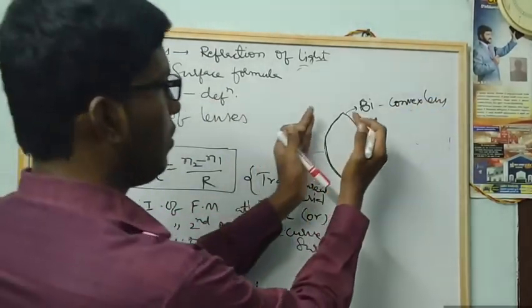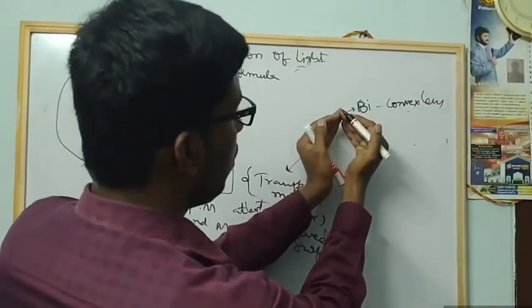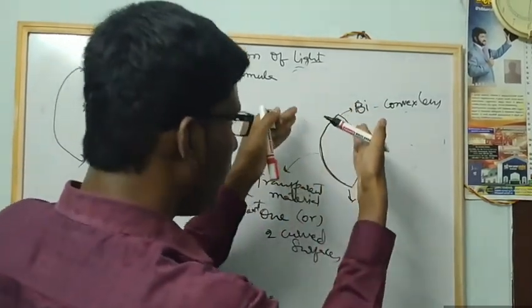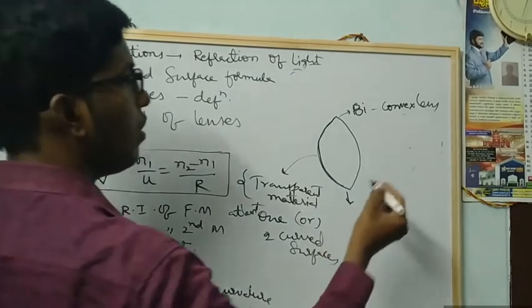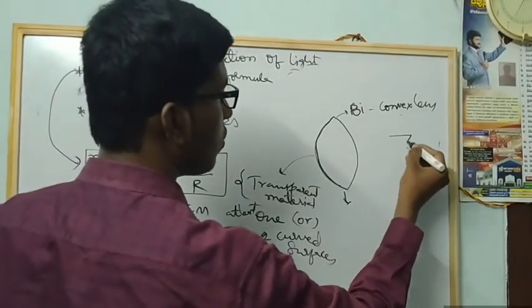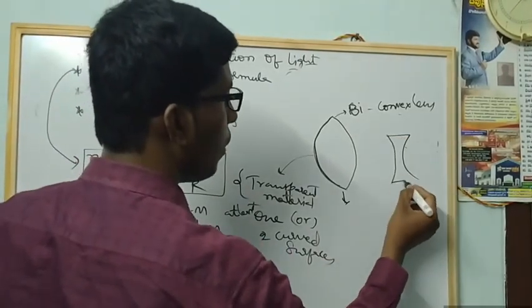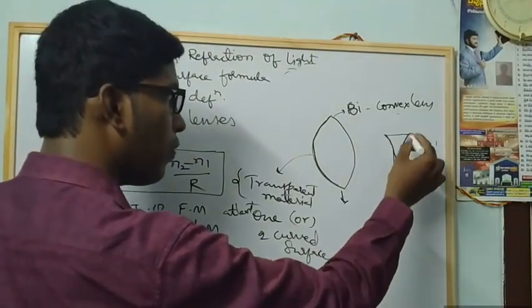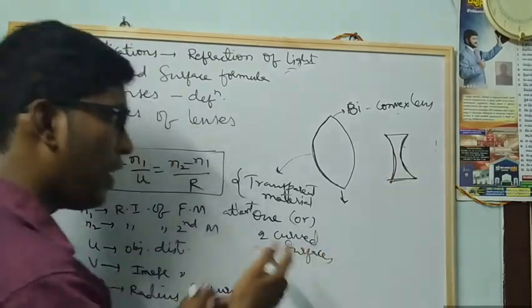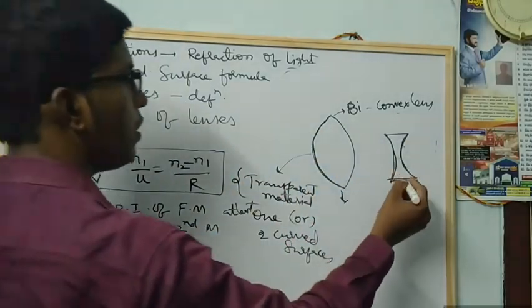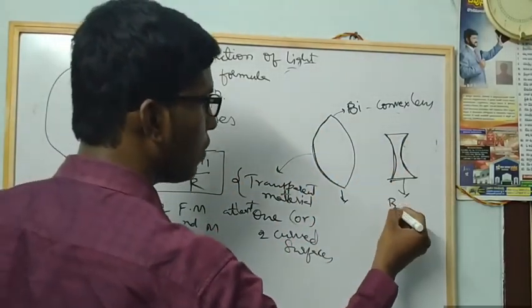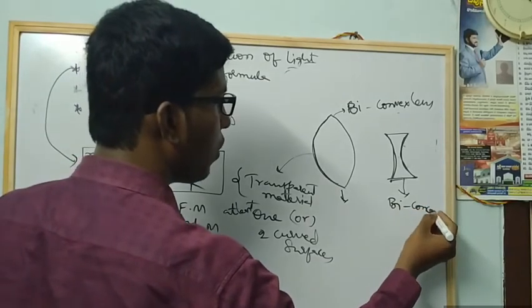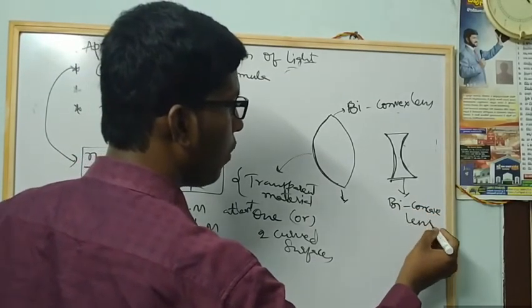Suppose a lens is like this, bulged inside. So the structure will look like this. Yes or no? Bulged inside, this type of lens. Here also there are two curved surfaces, one surface bulged inside, and the other also bulged inside. Such a lens, with two surfaces, we call a biconcave lens.